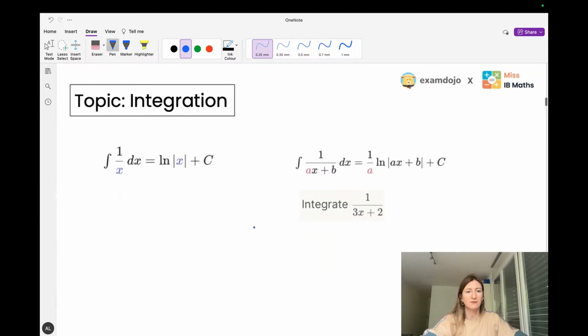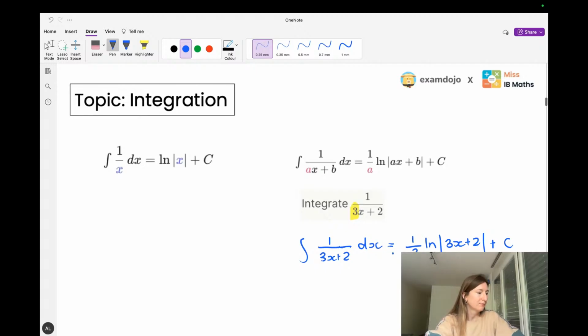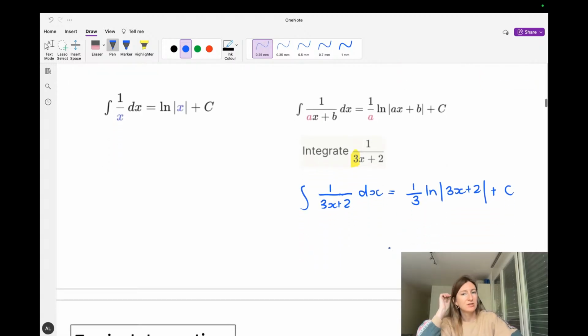So our 1 over x function, nice and easy, it's just ln of the absolute value of x. And for this one, let me write the full integral, 1 over 3x plus 2. See how it's not just 1 over x, there's a linear function in there. So we're going to take 1 over a, whatever that a is, again, the coefficient of my x. And I'm going to do 1 over 3 ln, and then the absolute value of that function in the denominator, and plus c. So there we have that extra step there.